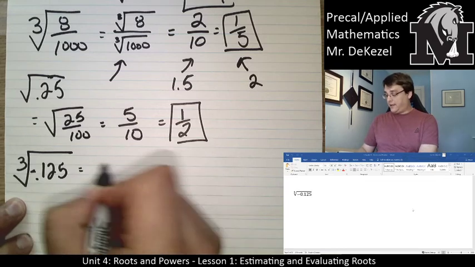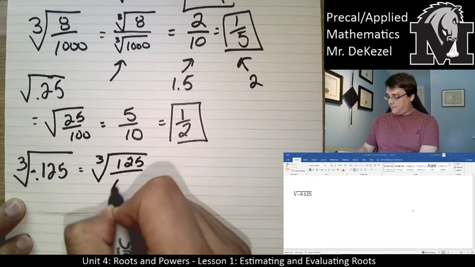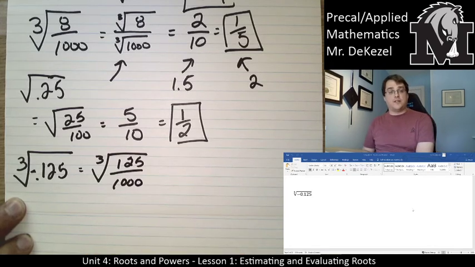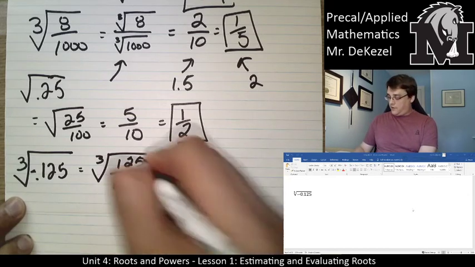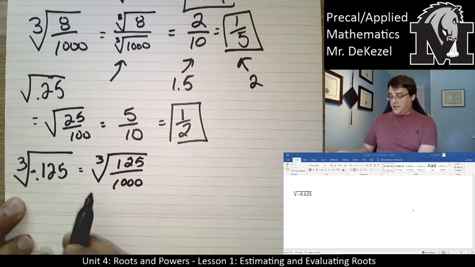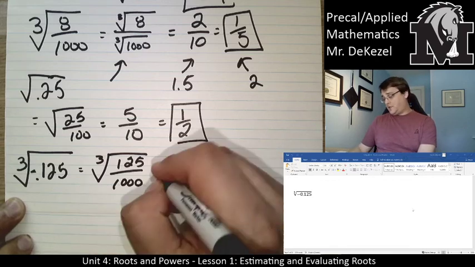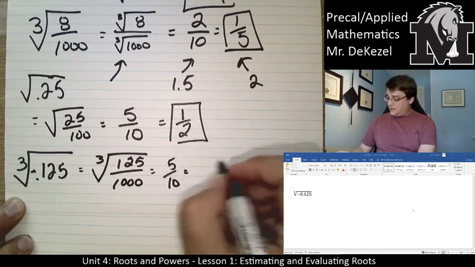So, we can write this as the third root of 125 over 1,000. And I know what the third root of both of these numbers are. The third root of 125 is 5. 5 times 5 is 25, times 5 is 125. We already did the third root of 1,000, it's 10. So we're left with 5 over 10, which is a half.